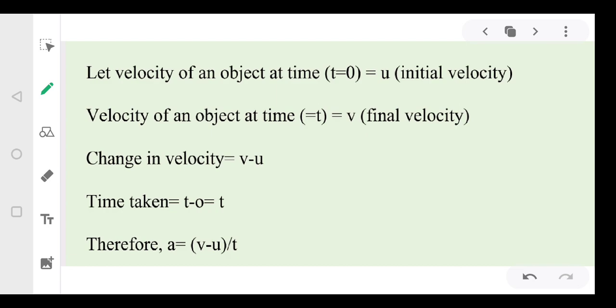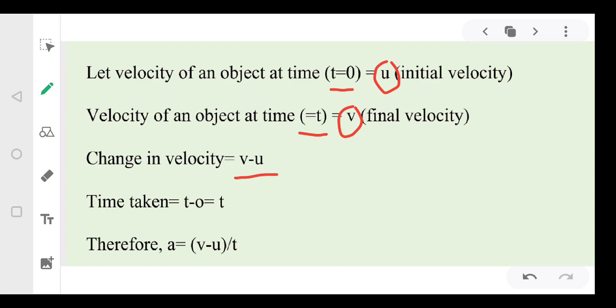Now, how can we find out the formula for acceleration? Suppose a body has started its journey with some initial velocity and it has ended the journey with some final velocity. Let us say the initial velocity of the object is u. Now, velocity is initial, that means time is equal to 0 seconds. Now, when the journey has ended, let us say the final velocity of the body is v. So at time equal to t seconds, the velocity is v.